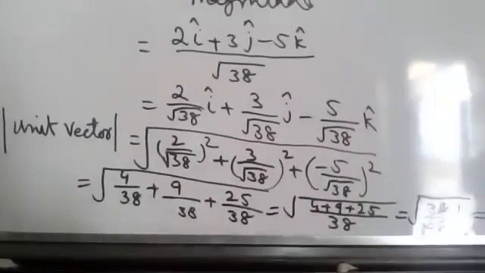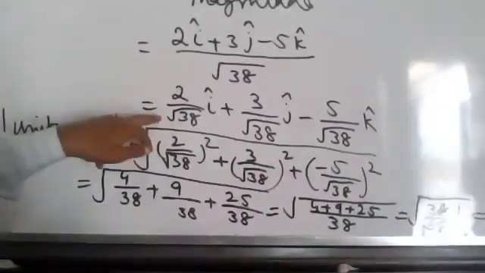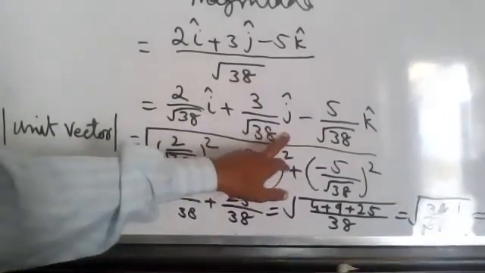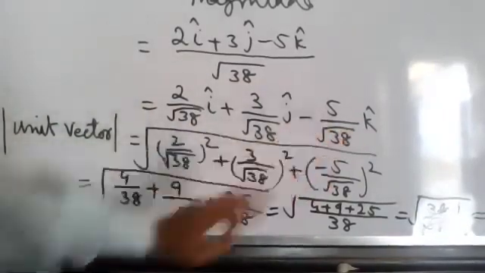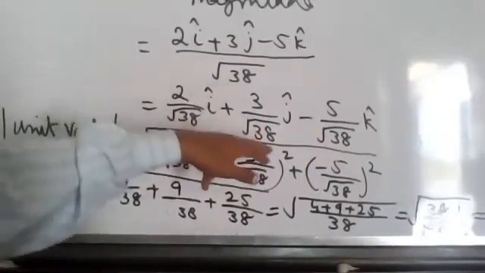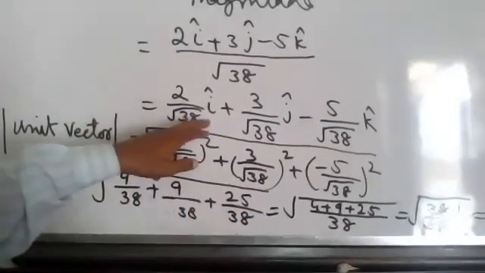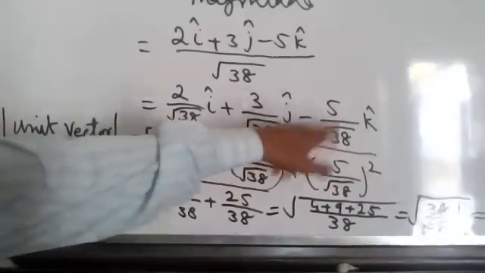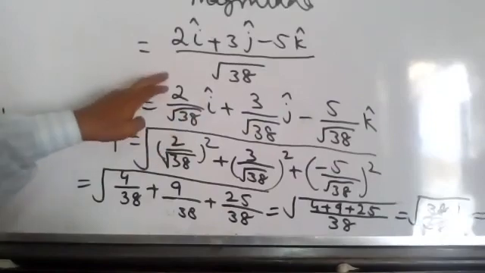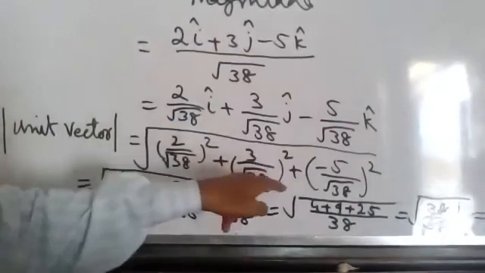One more thing about the unit vector: it is cos alpha i plus cos beta j plus cos gamma k. This is the unit vector, because these are the direction cosines: cos alpha, cos beta, and cos gamma.